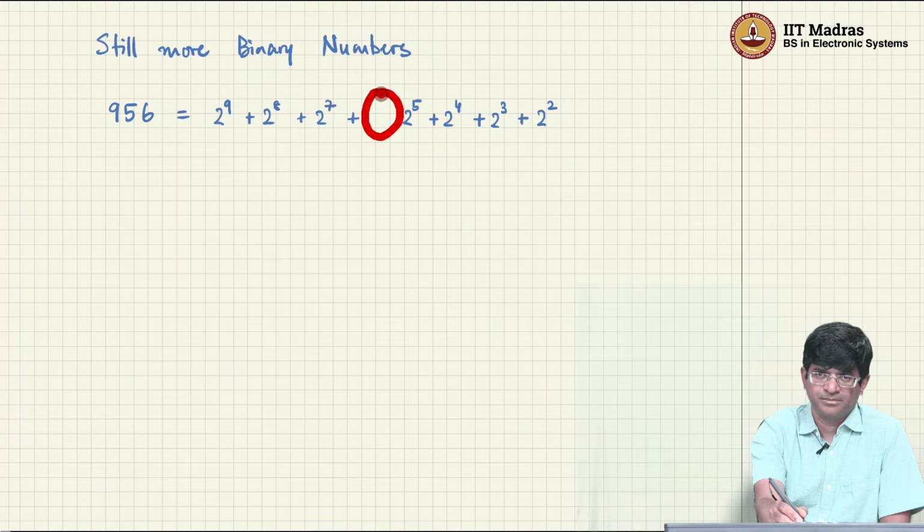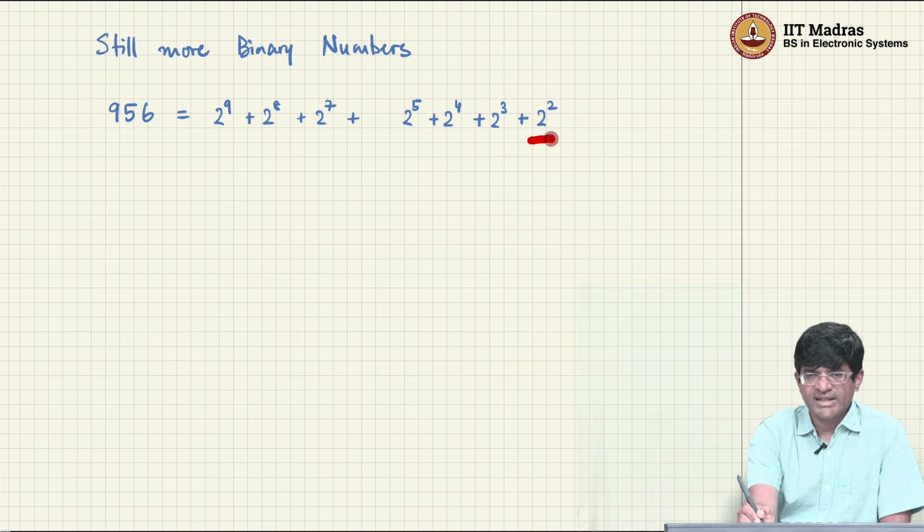So, skip that bit. But then I find that 2 power 5, 2 power 4, 2 power 3, 2 power 2 are all required. Once I hit this point, I actually find that I am done. I already have a representation for 956. Okay. So, 2 power 1 and 2 power 0 are not required. What does that mean? They will be zeros in the corresponding representation.